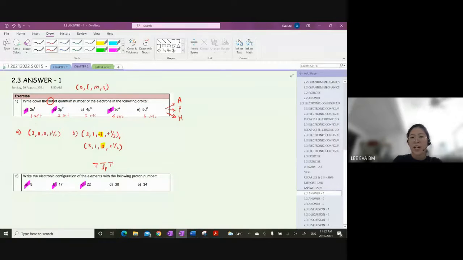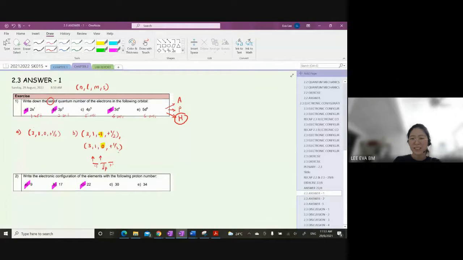So dekat sini kalau ikut Hans rules, saya akan fill in singly first before pairing up. So kalau saya tulis saya ada 3p2, maksudnya saya ada 2 electron. So singly first before pairing up according to Hans rule. Therefore, I need to have 2 values for the orbital. Tak boleh terus bagi negative 1, positive half, negative 1, negative half. Kalau awak bagi dua-dua dalam orbital yang sama dan value yang sama, maksudnya awak disobey Hans rules. Do you get me?